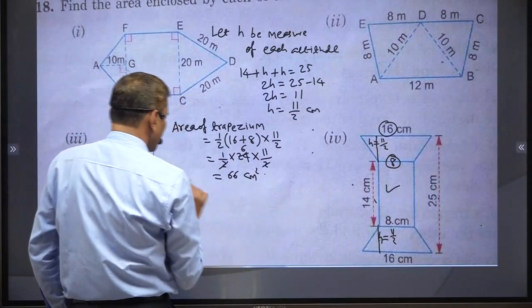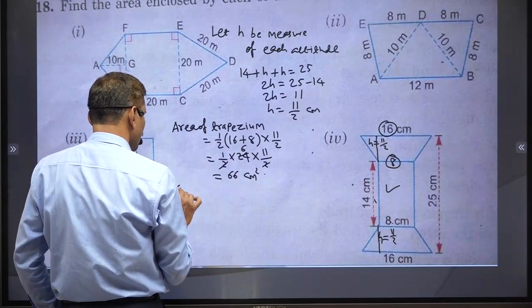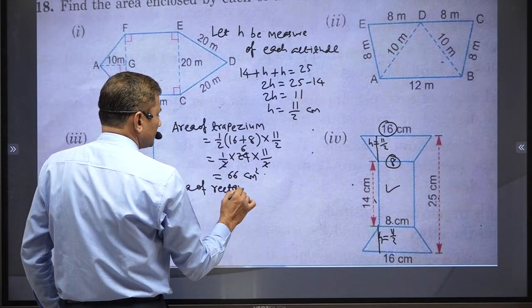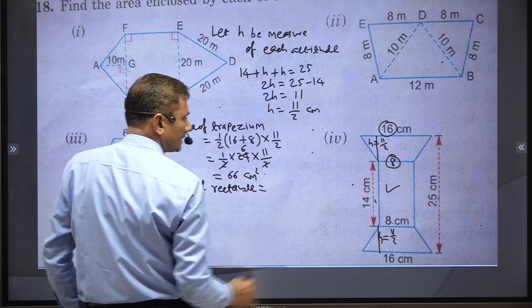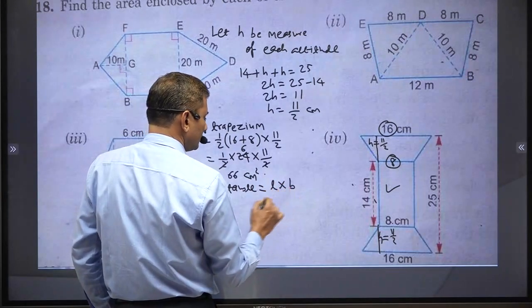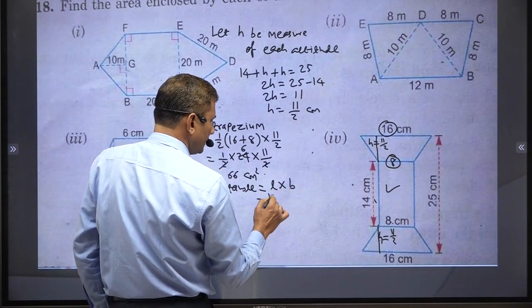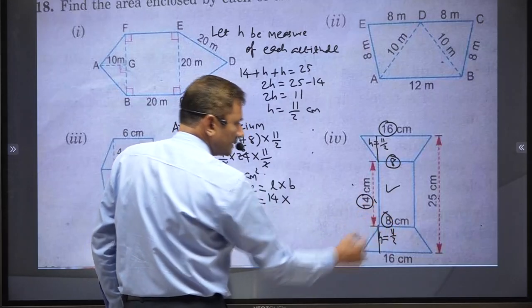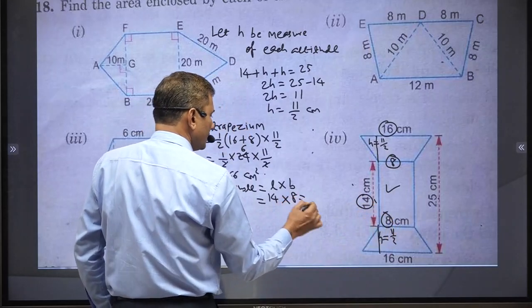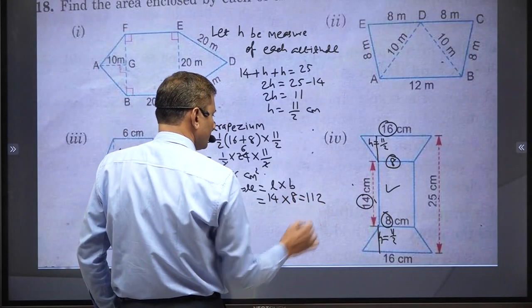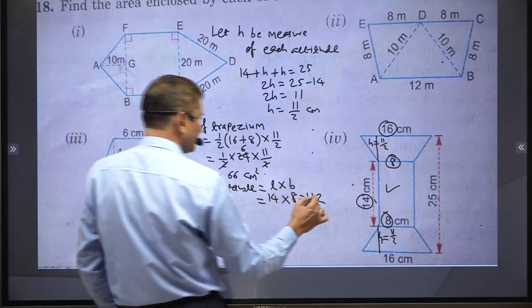Now the area of that rectangle. Here also directly place the values because no names are there. You can write L into B. So L is 14, B is 8. So these are two measurements. 14 into 8. So 8 fours are 32, 8 plus 3, 112 centimeters square.